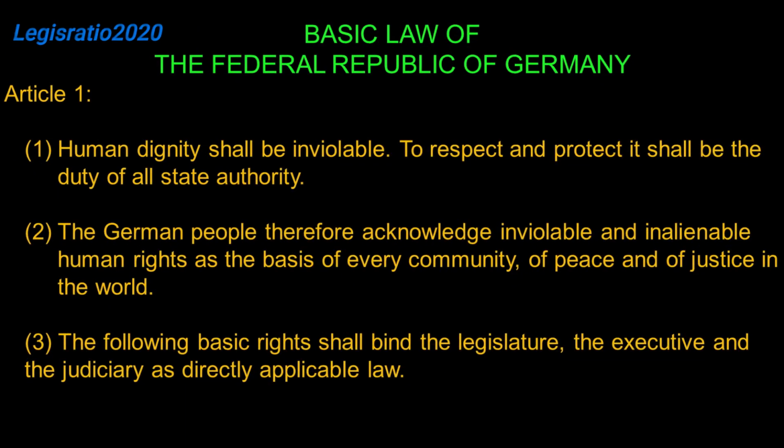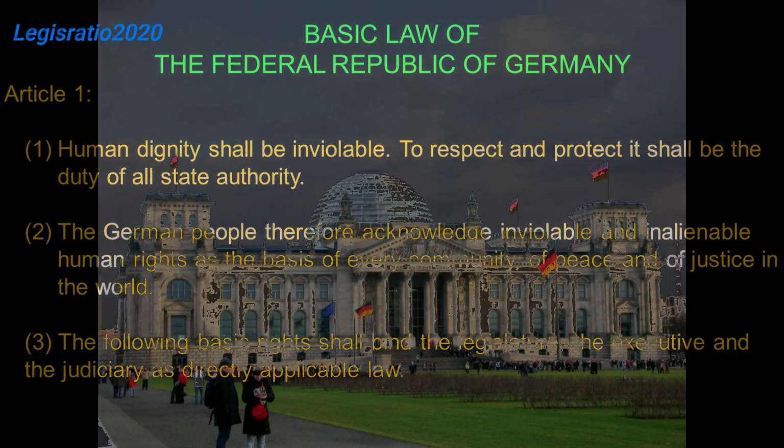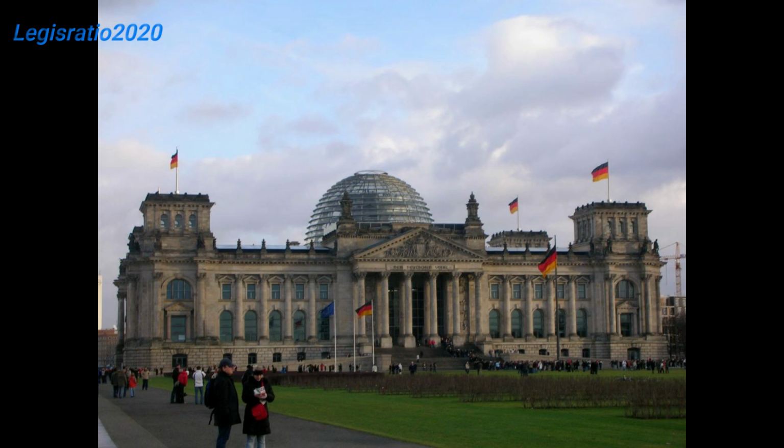According to Article 1 of the Basic Law for the Federal Republic of Germany, human dignity shall be inviolable. To respect and protect it shall be the duty of all state authority. The German people, therefore, acknowledge inviolable and inalienable human rights as the basis of every community, of peace and of justice in the world. The following basic rights shall bind the legislature, the executive, and the judiciary as directly applicable law.